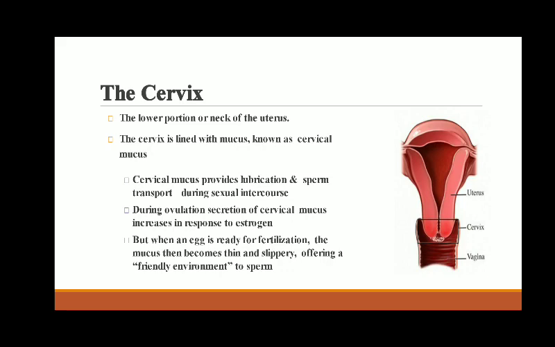During ovulation, secretion of cervical mucus increases in response to estrogen. When the egg is ready for fertilization, the mucus becomes thin and slippery, offering a friendly environment to sperm.